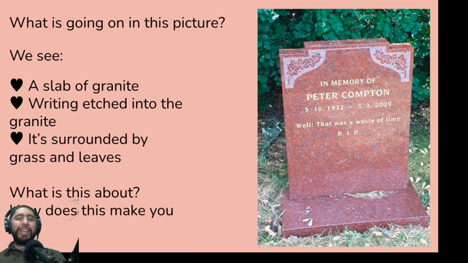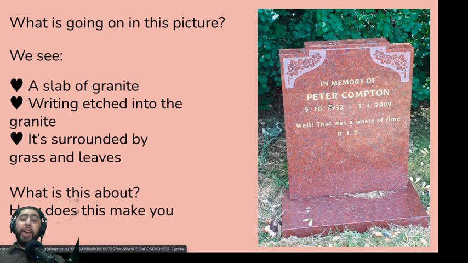So we're going to take a look at a few pictures. Look at this picture, and we're going to take a look really quickly at what is literally in the picture. We see a slab of granite, which is this structure right here. Writing is etched into the granite, which we would recognize as words, and it's surrounded by grass and leaves. So we understand the context of, okay, this is most likely going to be a gravestone, right? It could be a picture of kind of anything that the photographer took a picture of.